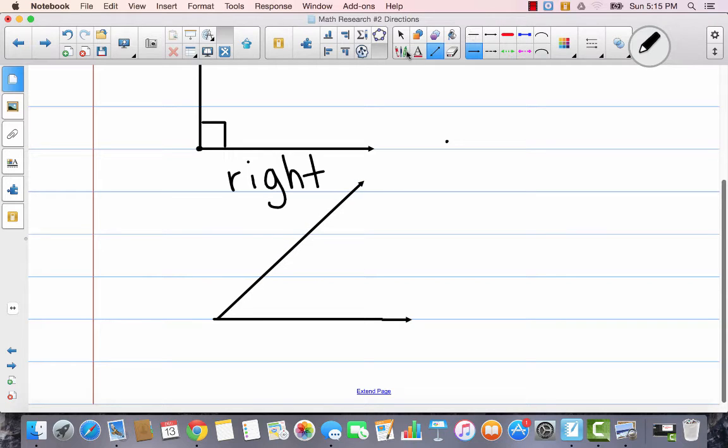So inside this, I'm going to put an arc to show which way my angle opens. It opens here. And this angle is less than a right angle, but it has a name. We call these acute angles. So if it's less than a right angle, it is an acute angle. And then we're going to draw another angle. Last one.